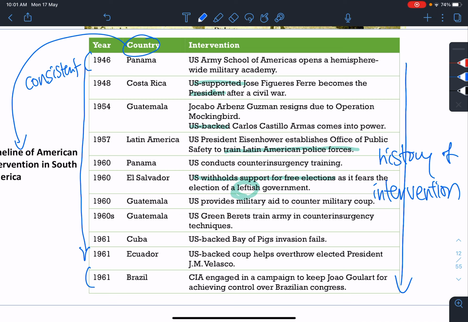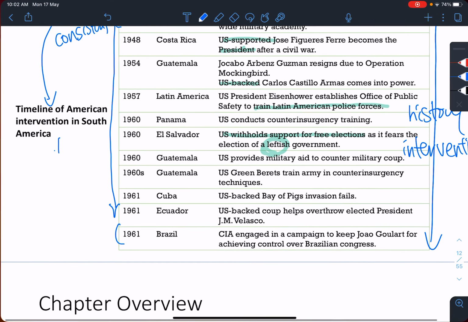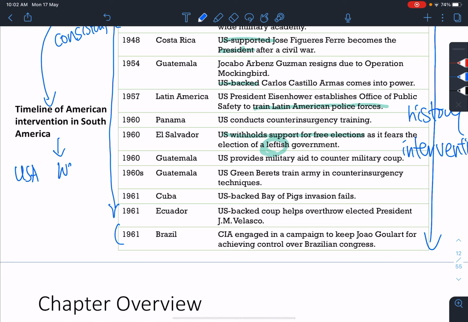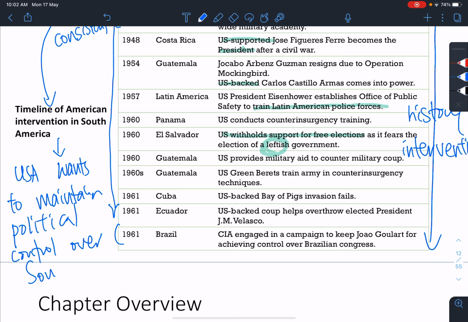Okay, we see that they are supporting certain political figures, which will, of course, in turn, shall we say, be more sympathetic towards the USA. Okay? So, what is the conclusion? The USA wants to maintain political control over South America. Okay, this is important, huh?